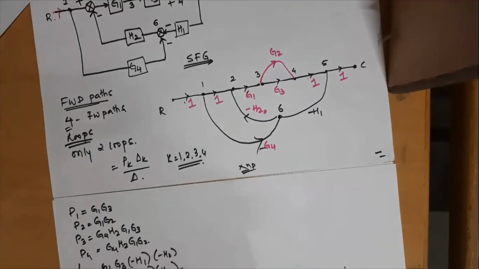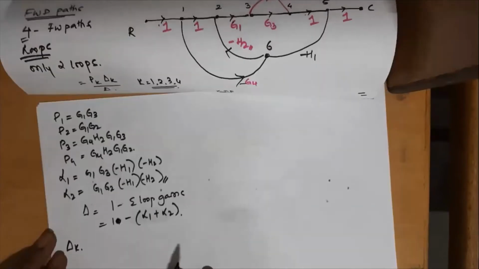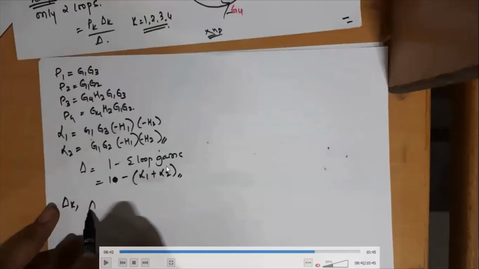Next, let us write the loop gains. This isn't visible, so for the loop gains, please look at the diagram. The loop gains are G1, G3 in the forward path and minus H1, minus H2.